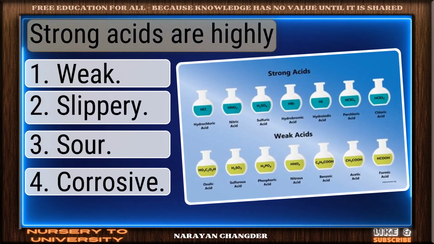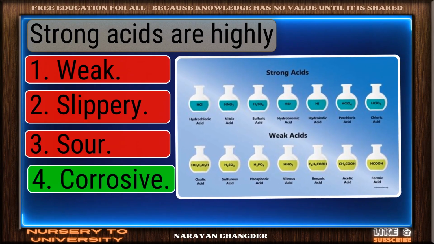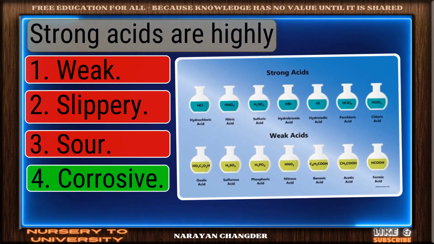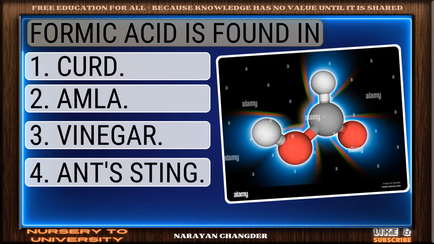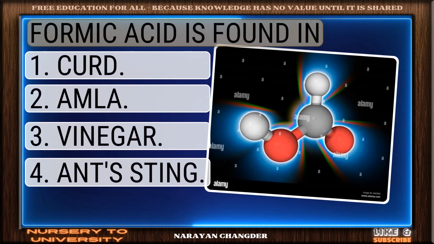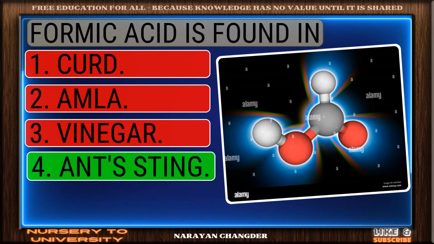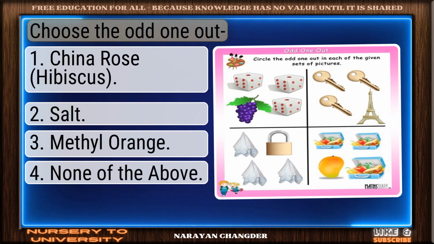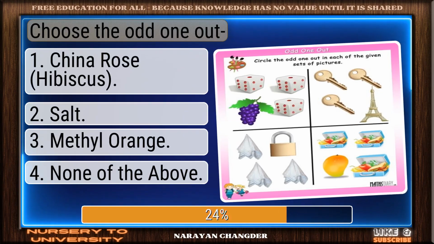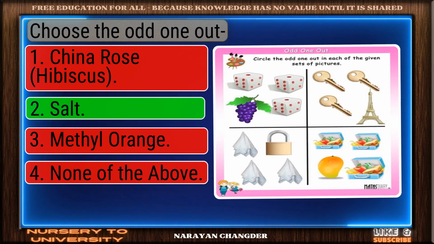Question number 224. Strong acids are highly... Right choice. Corrosive is the best answer. Question number 225. Formic acid is found in... Right again. Ant sting is a valid answer. Question number 226. Choose the odd one out. Correct. Salt is the right answer.